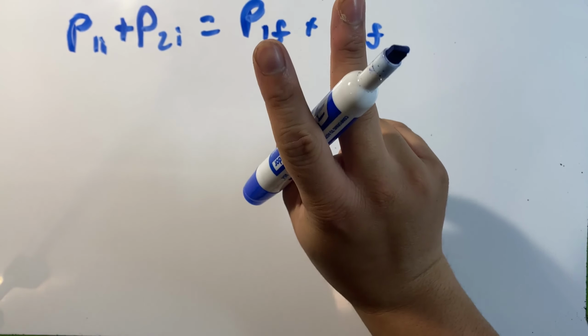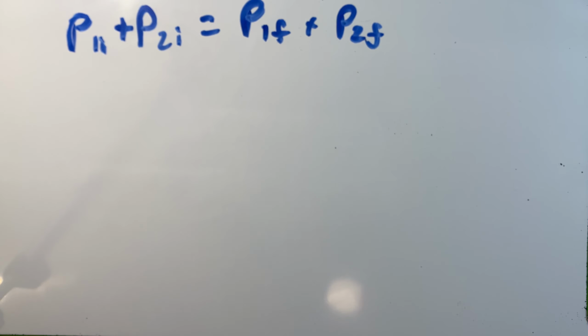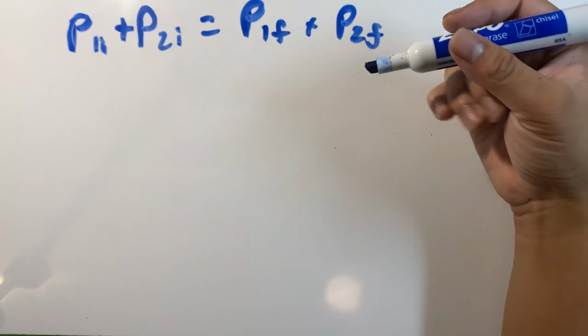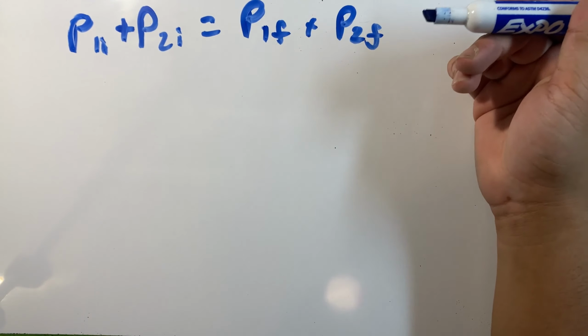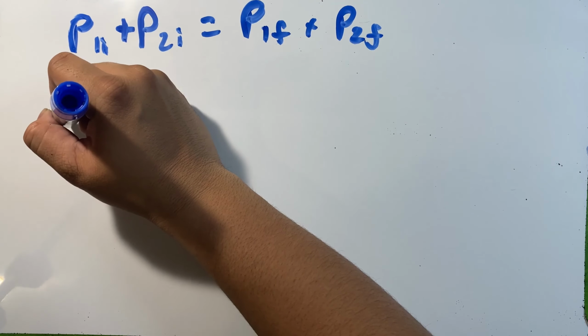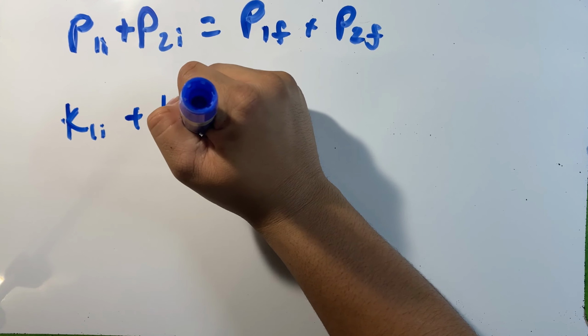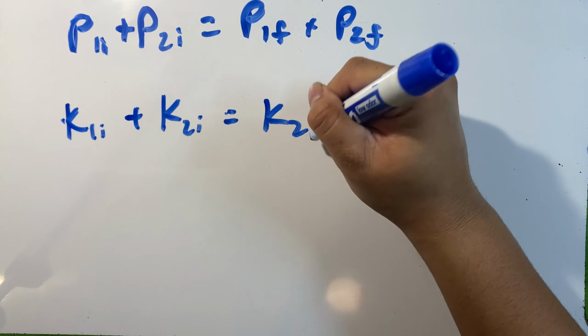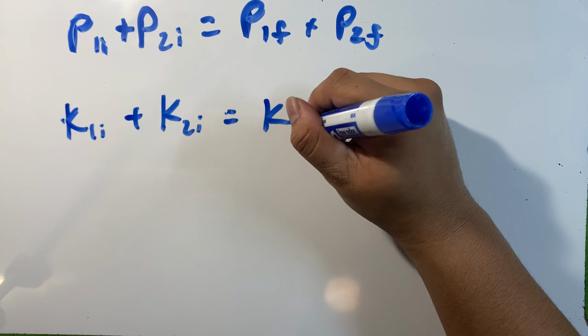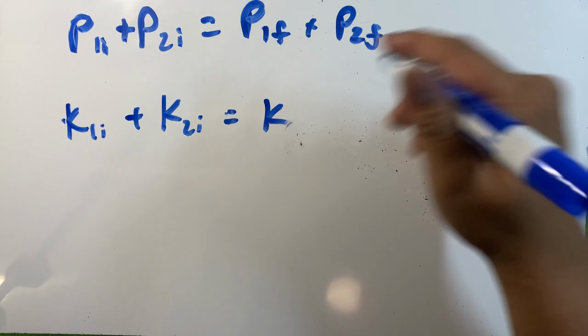But there are two special cases in which it does work. The first is when kinetic energy is conserved. So we learned that in the last chapter. It's going to be K1 initial plus K2 initial is equal to K1 final plus K2 final.